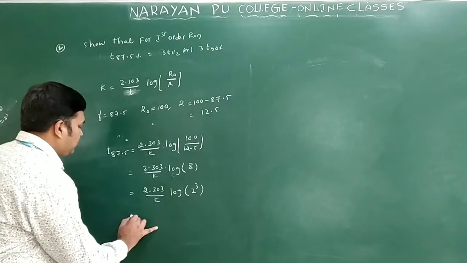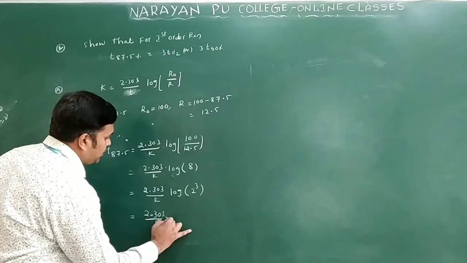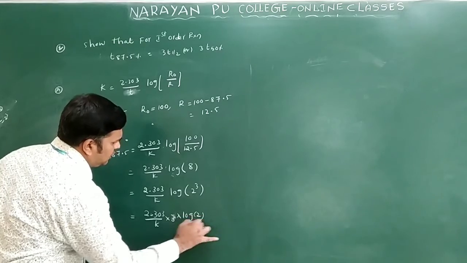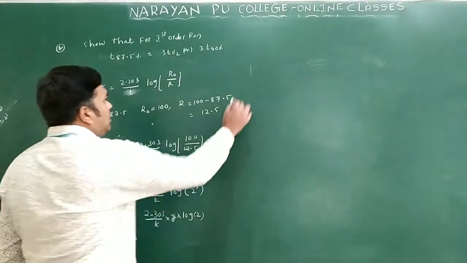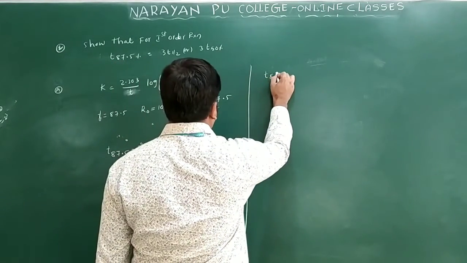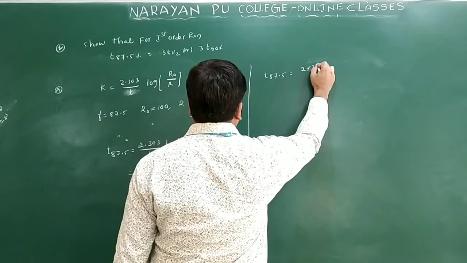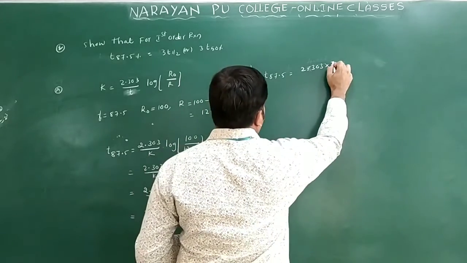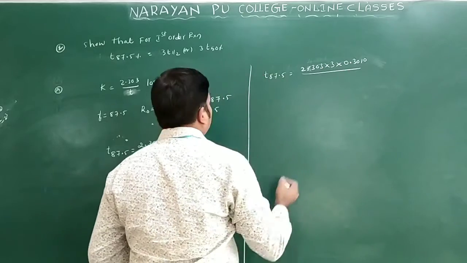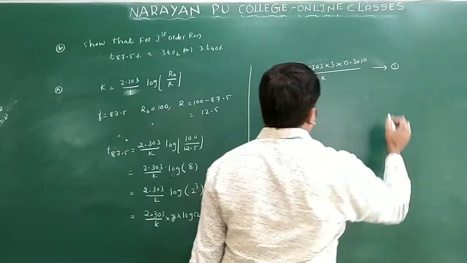So from this I want to write it like this: 2.303 by K into 3 into log 2. Clear? Now you can multiply with log 2. Here what we got? T 87.5% is equal to 2.303 into 3 into log 2 value, 0.3010, by K. Okay, so this you can take as equation 1.